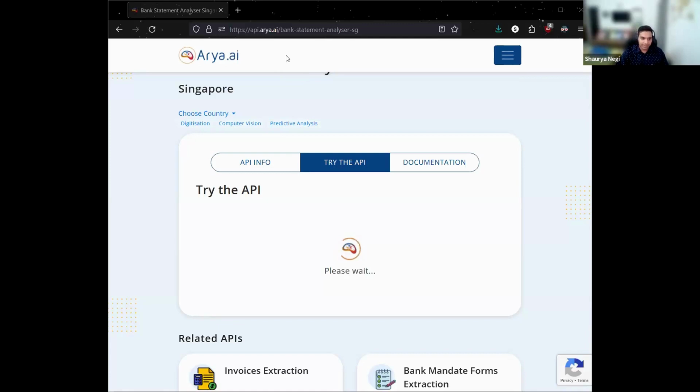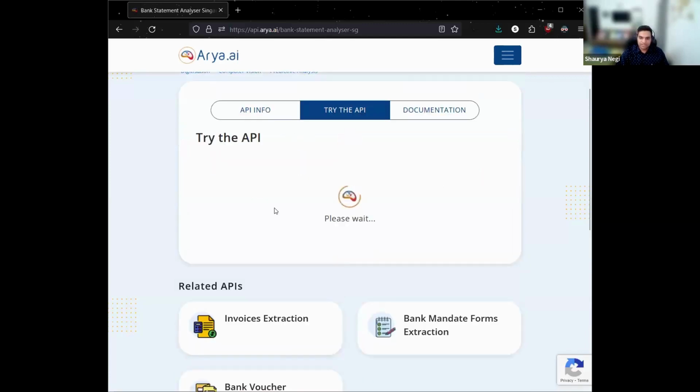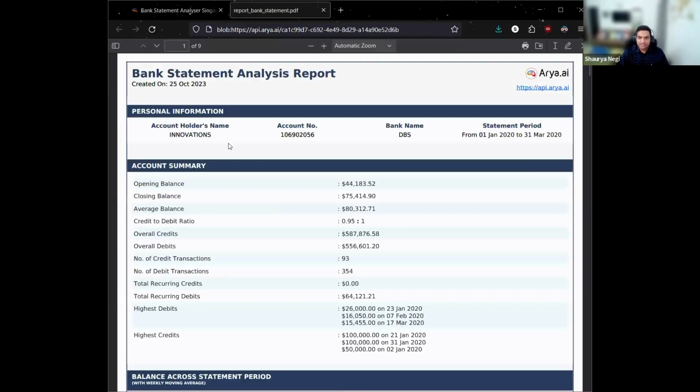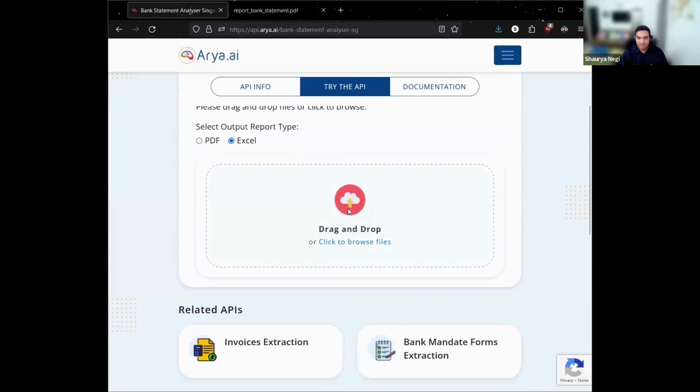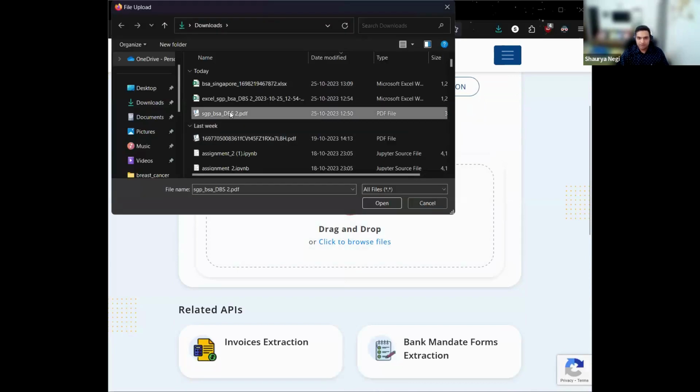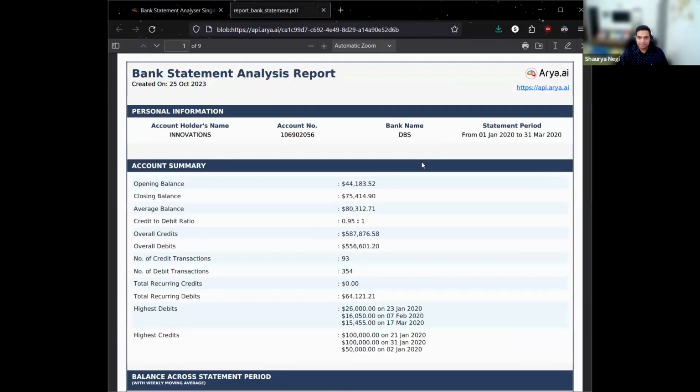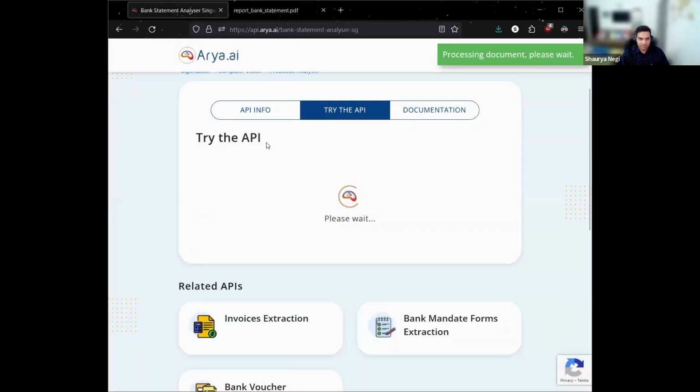Yeah. So while this particular statement is being processed, this is a 31-page bank statement, which is quite large in comparison. So while it's being processed, okay, so yeah, this is the PDF bank statement. I'd also like to showcase the Excel statement, which we'll talk mainly about. So this is a basic PDF statement which we showcase along with the Excel as well as the JSON outputs.